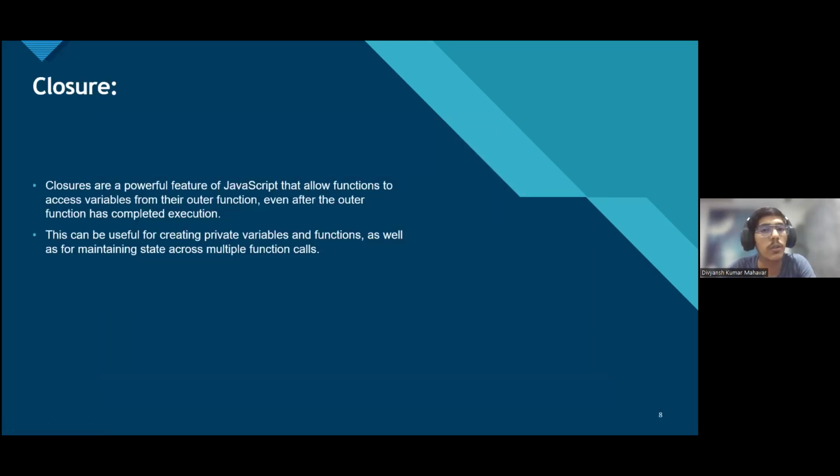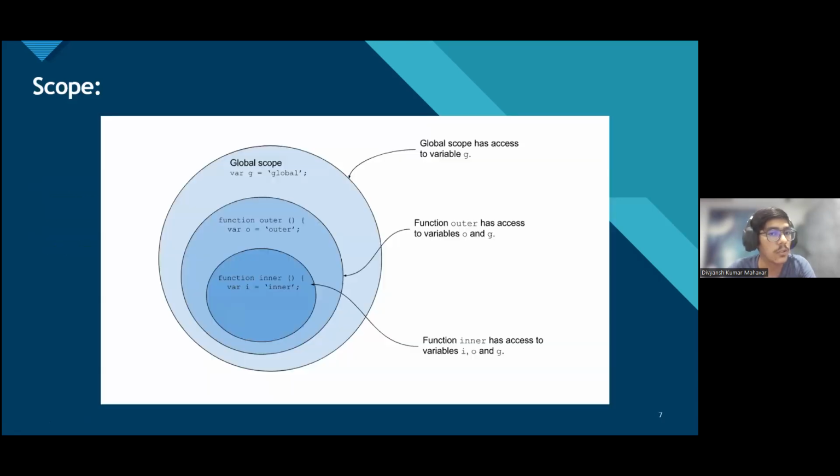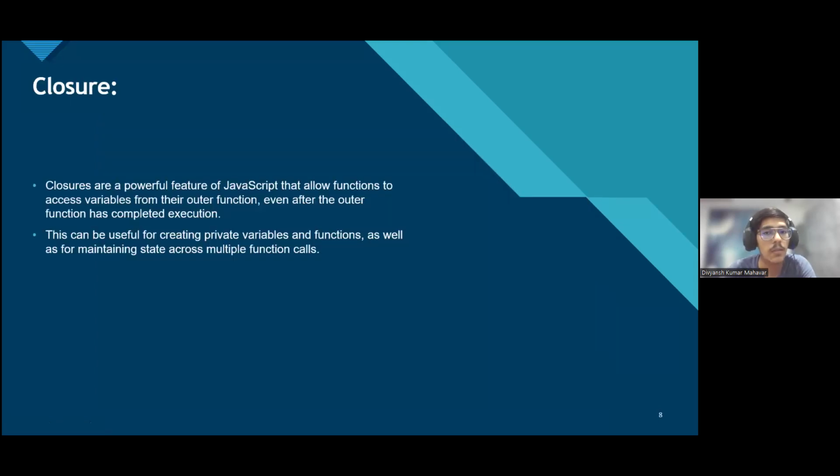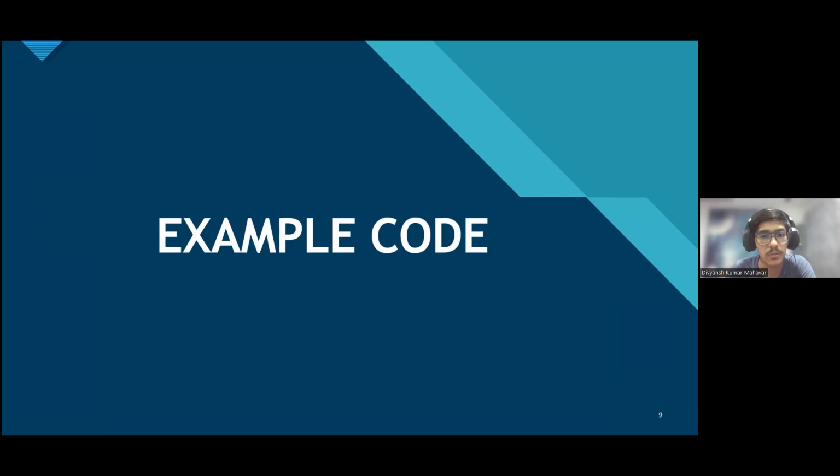And then there is a closure. Closures are a powerful feature of JavaScript that allows a function to access variables from the outer function even after the outer function has completed execution. As you know, once a function is executed, the variables created during this execution are destroyed, so they only exist as long as the function is running. Closures can be used for creating private variables and functions, as well as for maintaining state across multiple function calls.